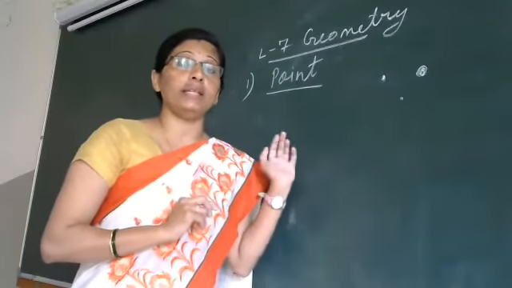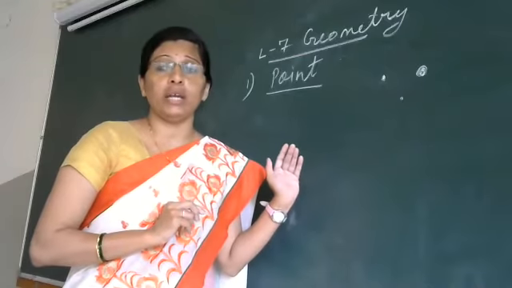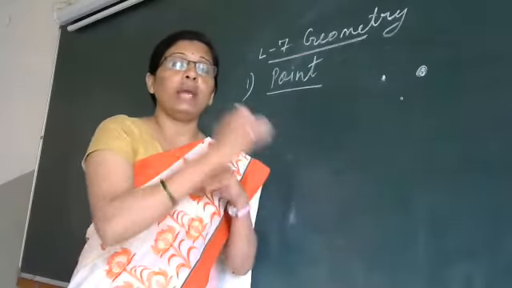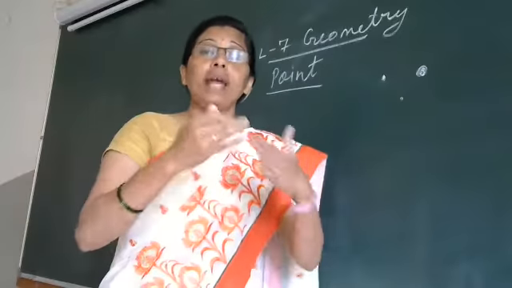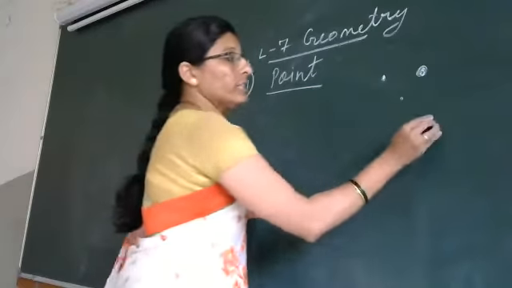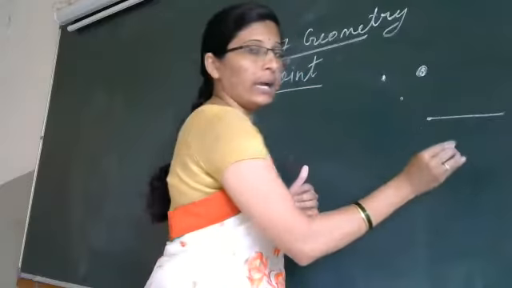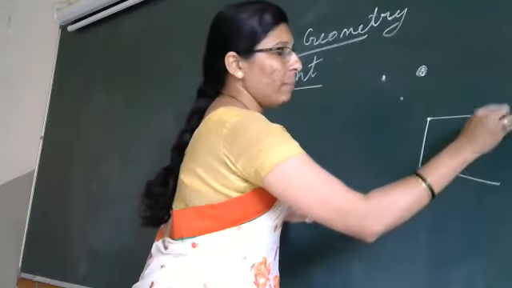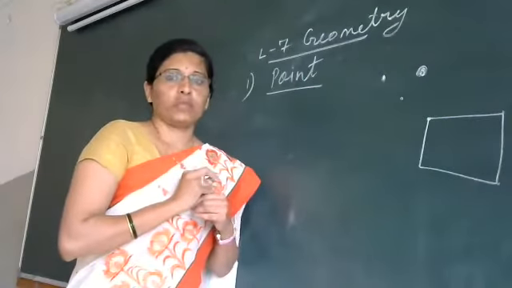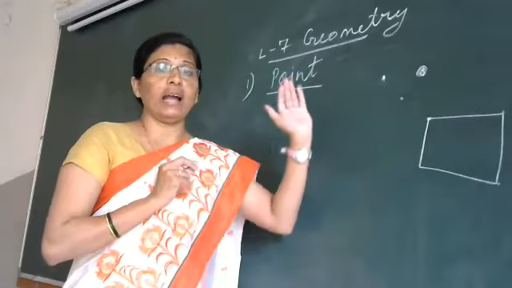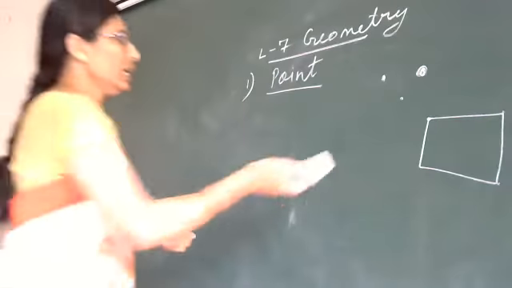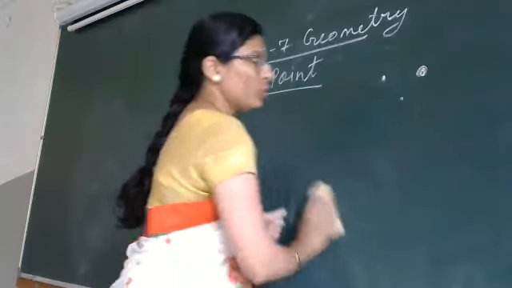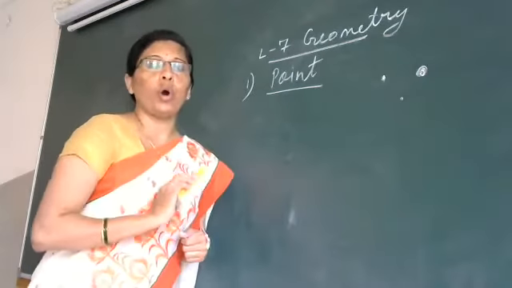These points and lines are very important in geometry because based on these concepts only, we can make different shapes. If this is a point and this is a line, by using these, we can make different shapes, no? So, point and line are very important concepts in geometry. So the first one is the point.